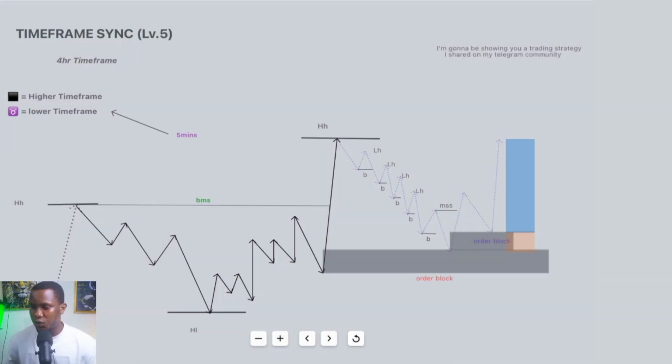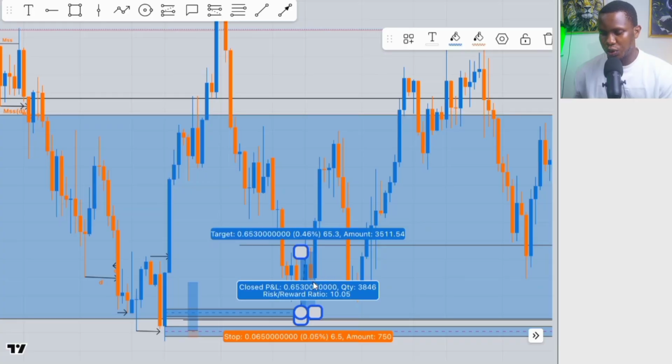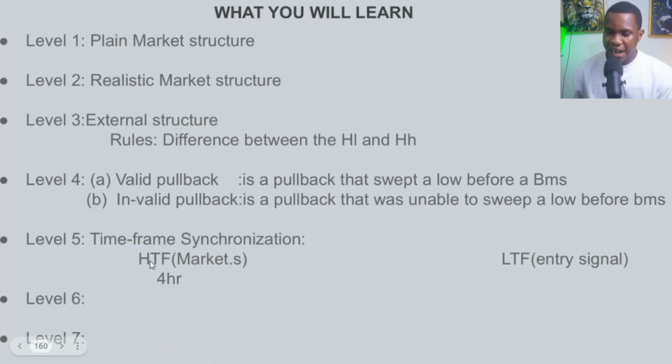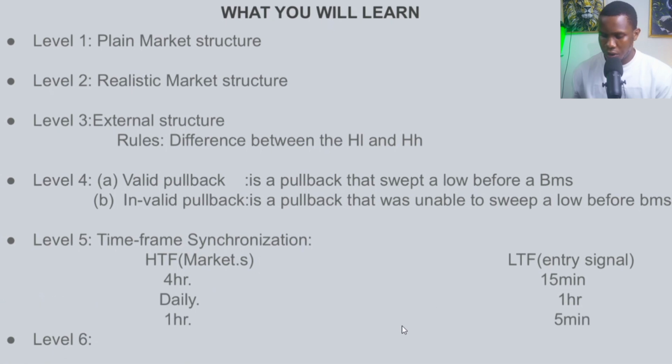I'm going to show you a strategy I shared in my Telegram community, 1:10 risk reward ratio, guys. I'll show you how to catch it in a moment. What I did is my higher time frame was the 4-hour and my lower time frame was the 15 minutes, guys. You can use daily and 1 hour.